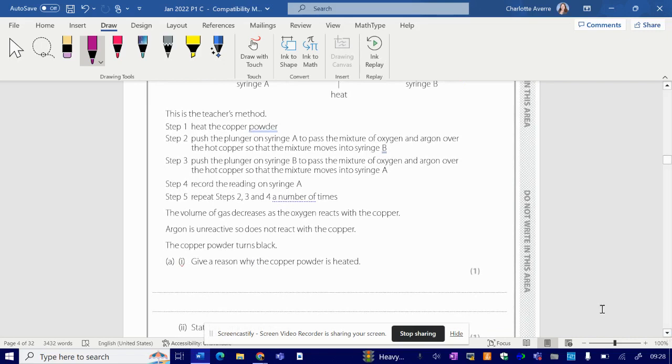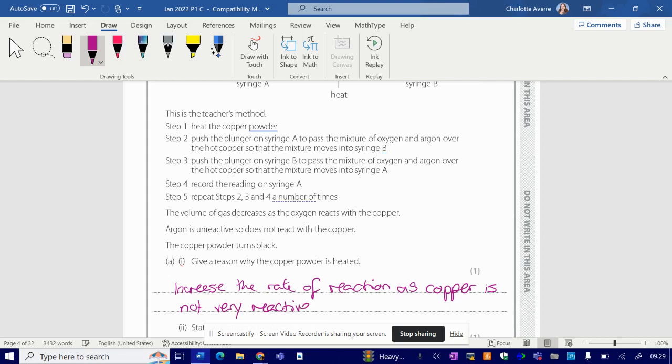Okay, so we're going to have a read through our method. And then we are asked to give a reason why the copper powder is heated. Well, copper has got a fairly low reactivity, and so heating it up will increase the rate of reaction, as copper is not very reactive. So if we just left this to react at room temperature, it would not react very quickly, if at all.